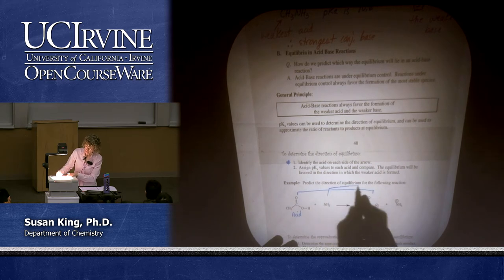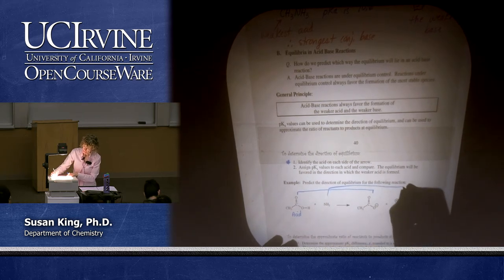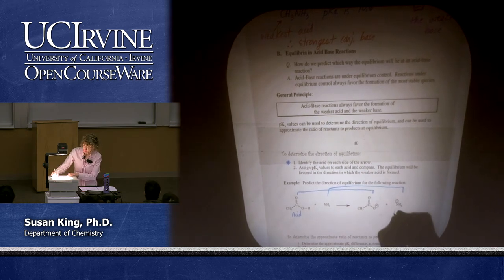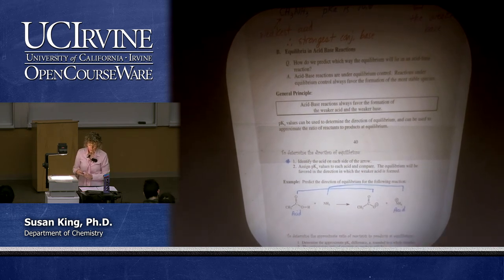Let's look at another conjugate acid-base pair here. We have ammonia and we have ammonium ion. The one with the extra proton is the acid. So we're going to look up pKa's.